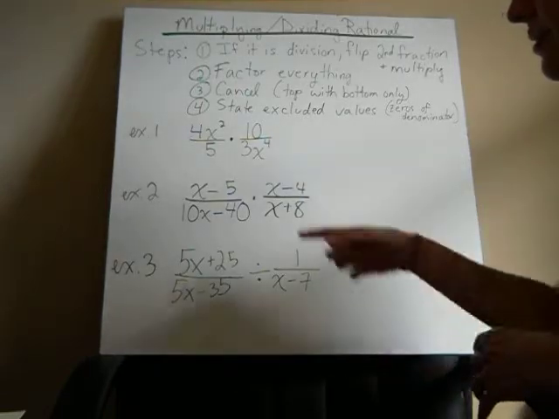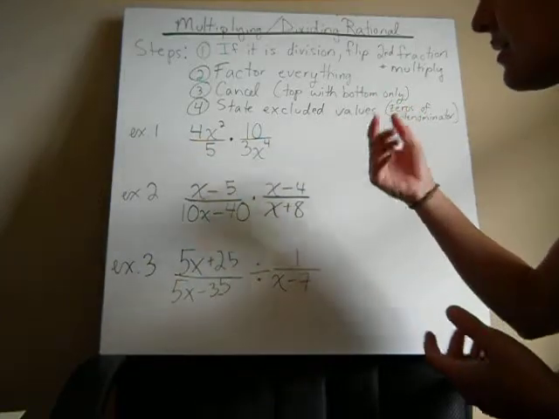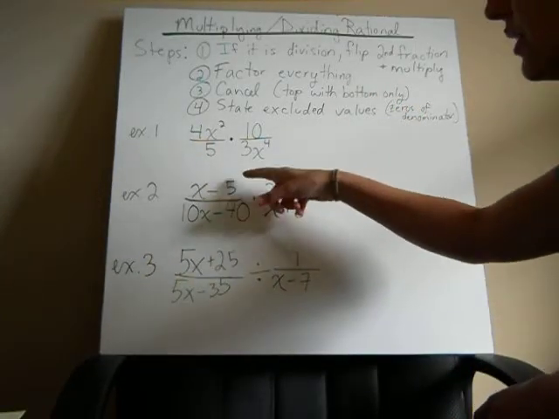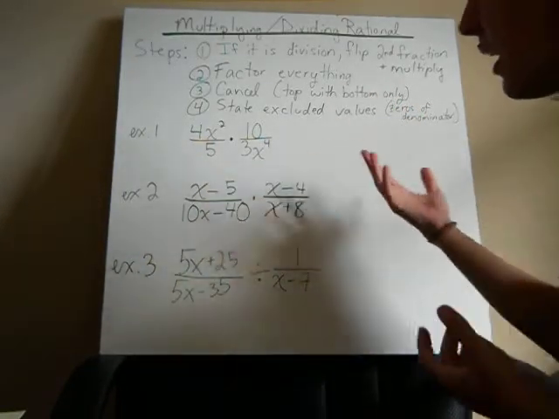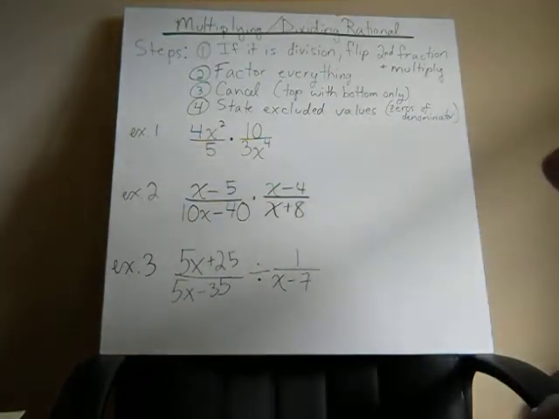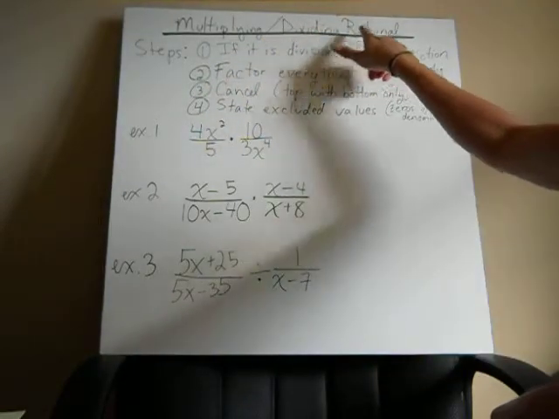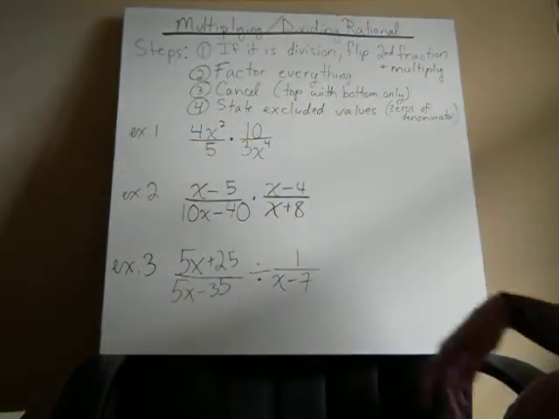divided by another. So here you have a quadratic divided by a constant. Here you have a linear divided by a line divided by a line. And just learning what to do when that happens is the whole point to this unit. Okay, so multiplying and dividing rational expressions.